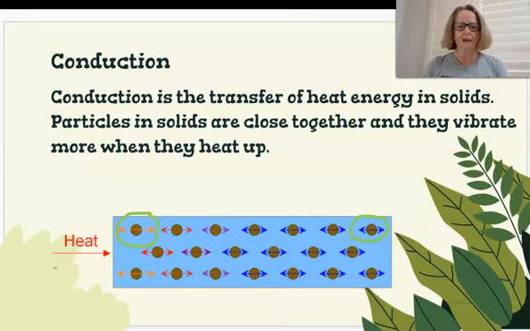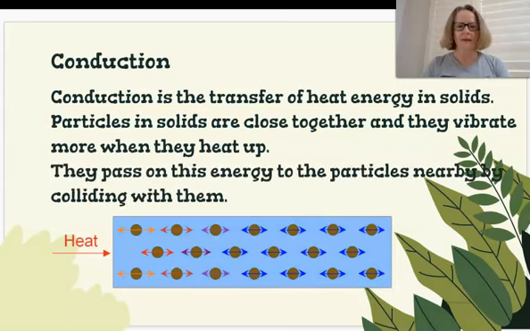So when heat is applied at one end of the rod, the particles move from side to side more vigorously, and then they bump into the particles next to them, transferring heat and making them vibrate too. And slowly, as they bump into each other, the heat is passed from one end to the other end. So they pass this energy as the particles nearby collide with them.